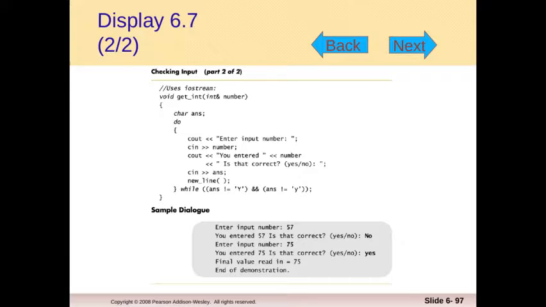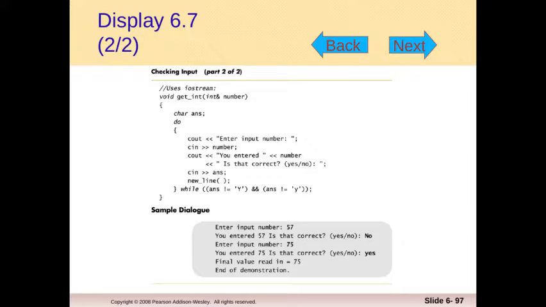So what happens next? The O here is still in the input. That's still in the input stream. So when the program prompts, you entered whatever it now got into number. Is that correct? Yes, no. Then we extract here the O into ANS. Yeah? And by extracting the O into ANS, we then advance to the exclamation mark.